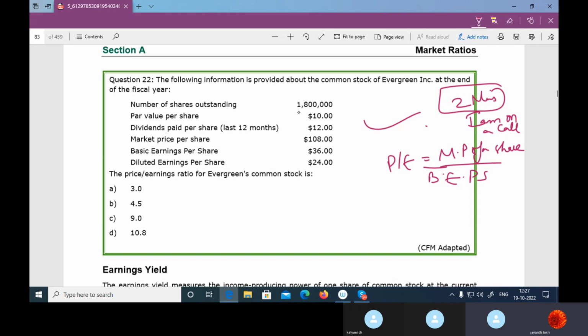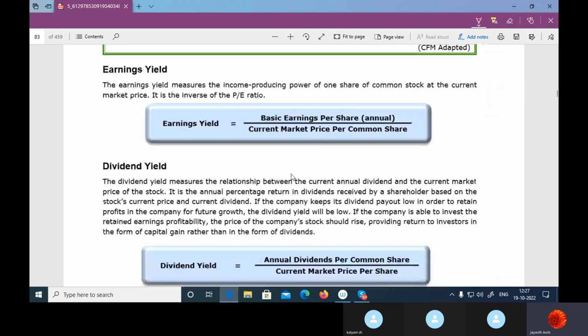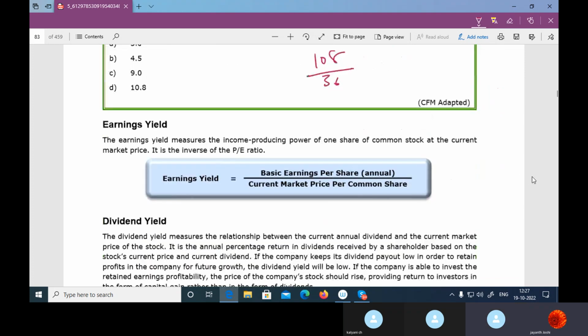What is your market price per share? The market price is 108. What is your basic EPS? 36. Yeah, finished. Chalo, next. Why did they give such an easy question? Now there will be complicated questions. Yeah, we will see that kind of questions.